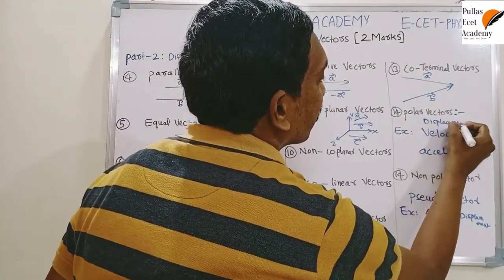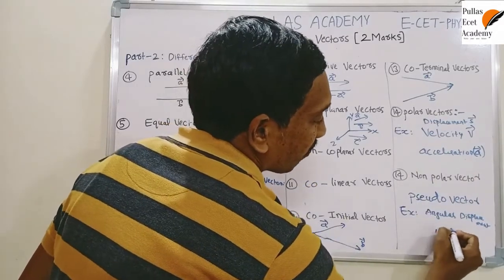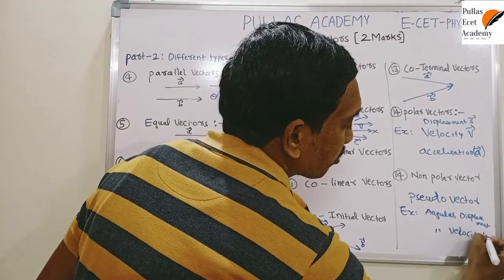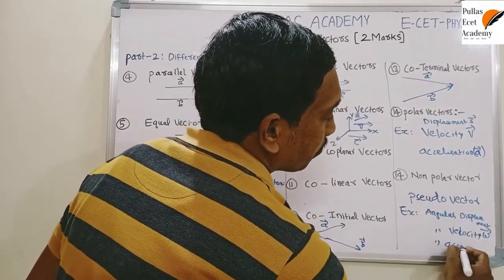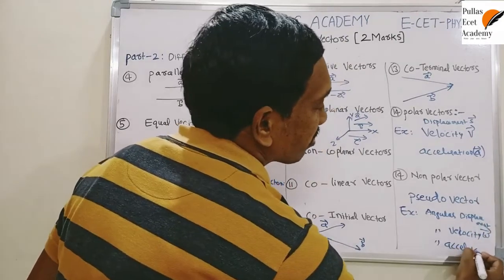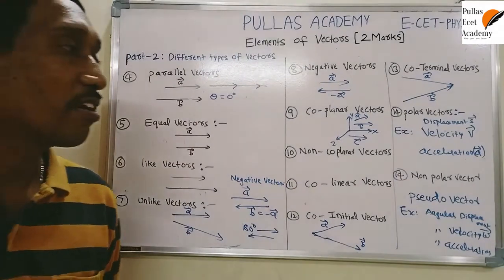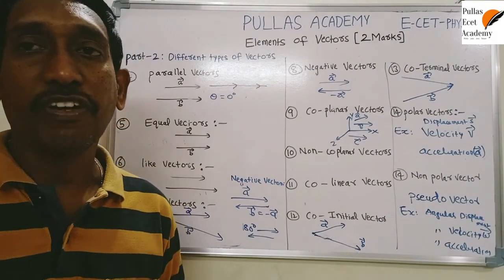That's the difference. Displacement s bar and velocity are polar, and angular velocity is non-polar, it's omega bar. So angular acceleration is non-polar, whereas acceleration is polar. These are the different types of vectors. I hope you understood.